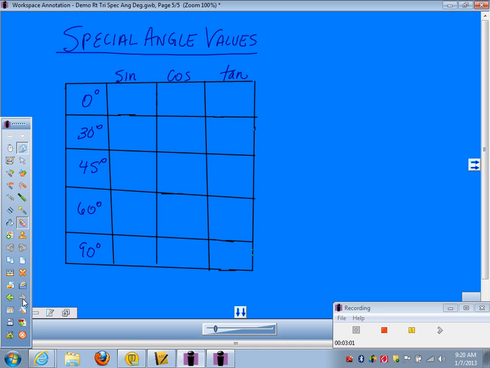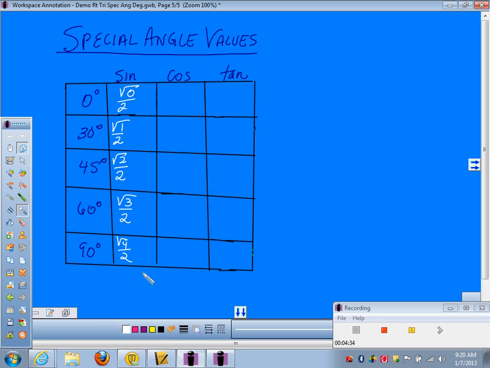I'll give you a hint. It starts with square root of 0 over 2. Anybody remember what it does after that? It goes up 1. Square root of 1 over 2. So what's the next one going to be? So I went 0, 1, square root of 2 over 2, square root of 3 over 2, and square root of 4 over 2. You just have to make the number in the numerator go up 1 every time.